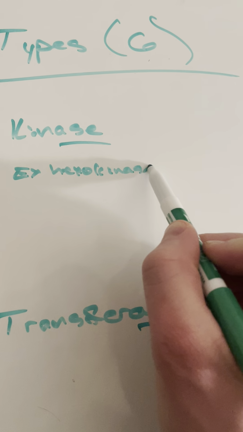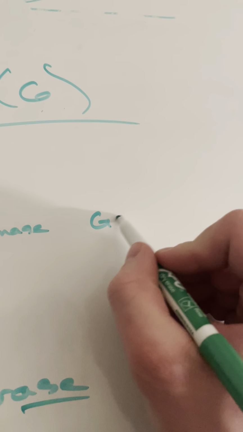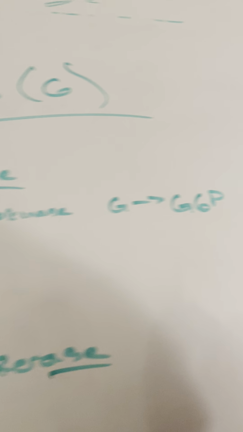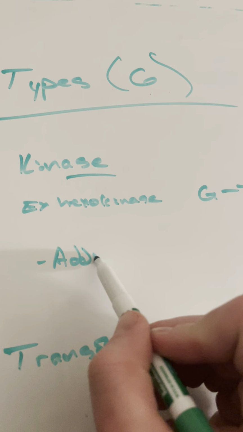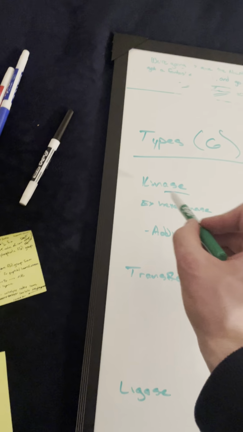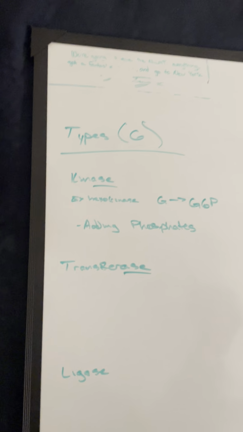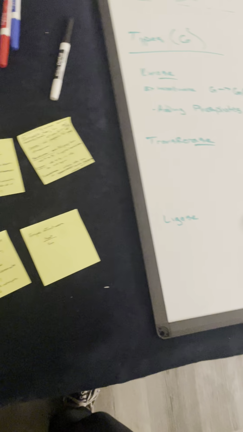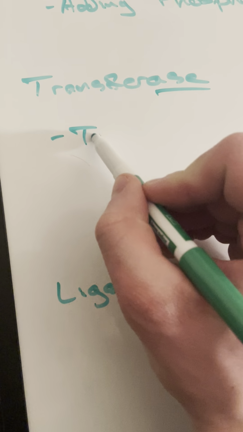Hexokinase, right? First step of glycolysis. That's going to take our glucose and turn it into glucose 6 phosphate. So we're adding phosphates. Important in metabolism and thermodynamics, because phosphates are high energy groups, and also phosphates can turn on and off certain enzymes, promoter regions, that kind of deal.